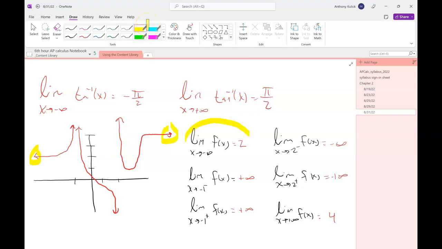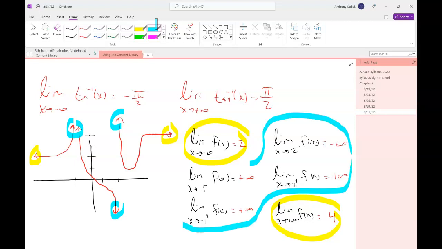So these guys are our limits at infinity. And these ones are our infinite limits. Is that cool with you guys, just from a vocab standpoint?